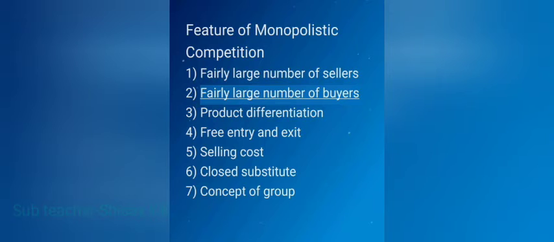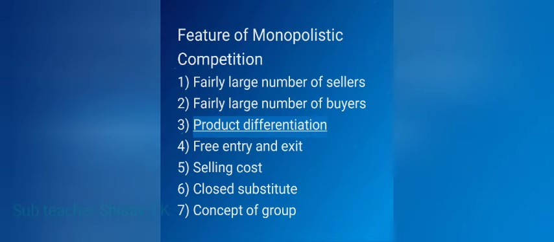Then third one, product differentiation. Product differentiation is the main feature of monopolistic competition. In this market, there are many firms producing a particular product, but the product of each firm is in some ways differentiated from the product of every other firm in the market. This is known as product differentiation.